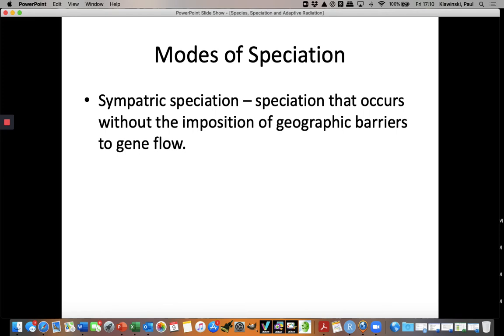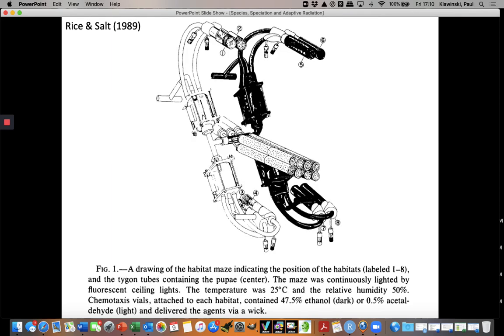So modes of speciation, how do species go about forming? We can have sympatric speciation, which is speciation that occurs without the imposition of geographic barriers to gene flow. A good example of this is this paper by Rice and Salt from 1989. They did this in a lab.